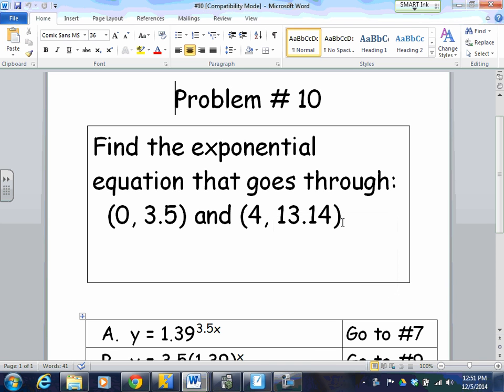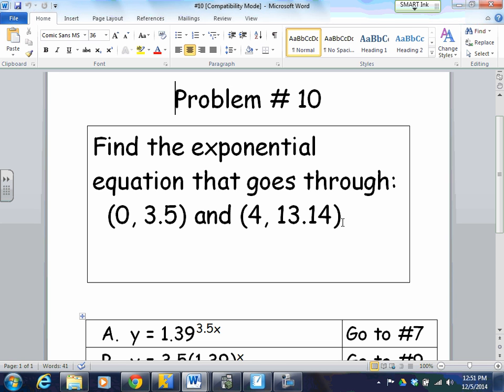Okay, this will be the problem trail for the first half of Chapter 3 test in pre-calc. The problems, I'm actually going to do them in kind of backwards order. That's just how they were left open when I opened them on my computer. So we'll start with number 10, find the exponential equation that goes through, and they give you 2 points.